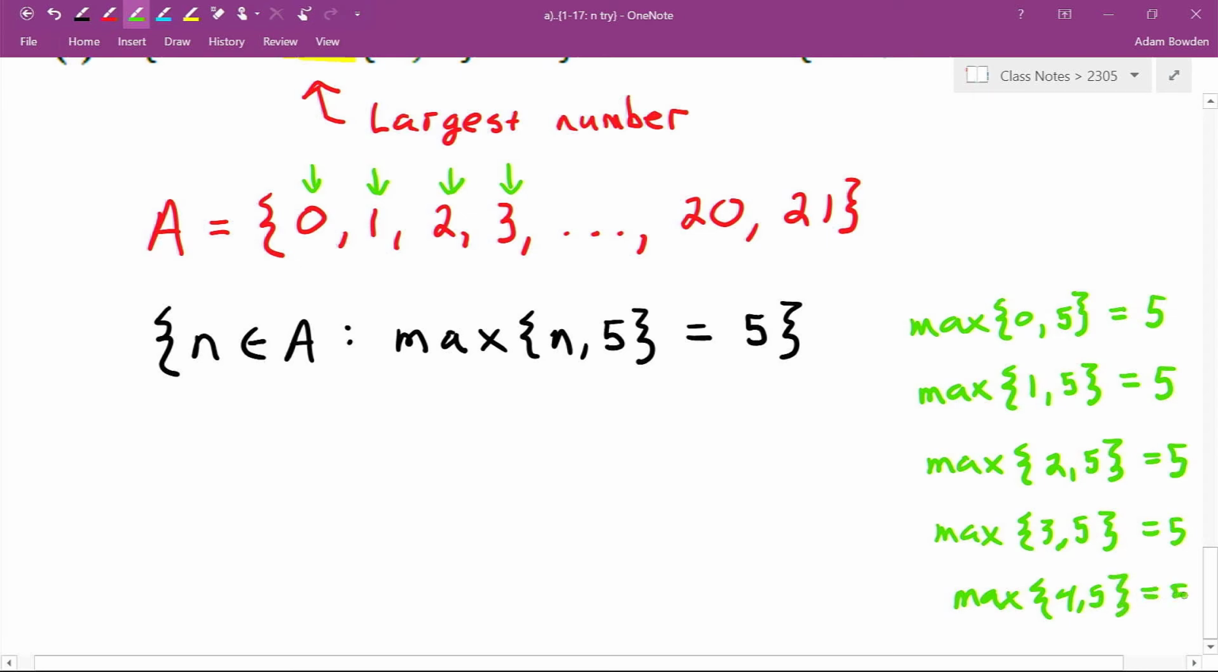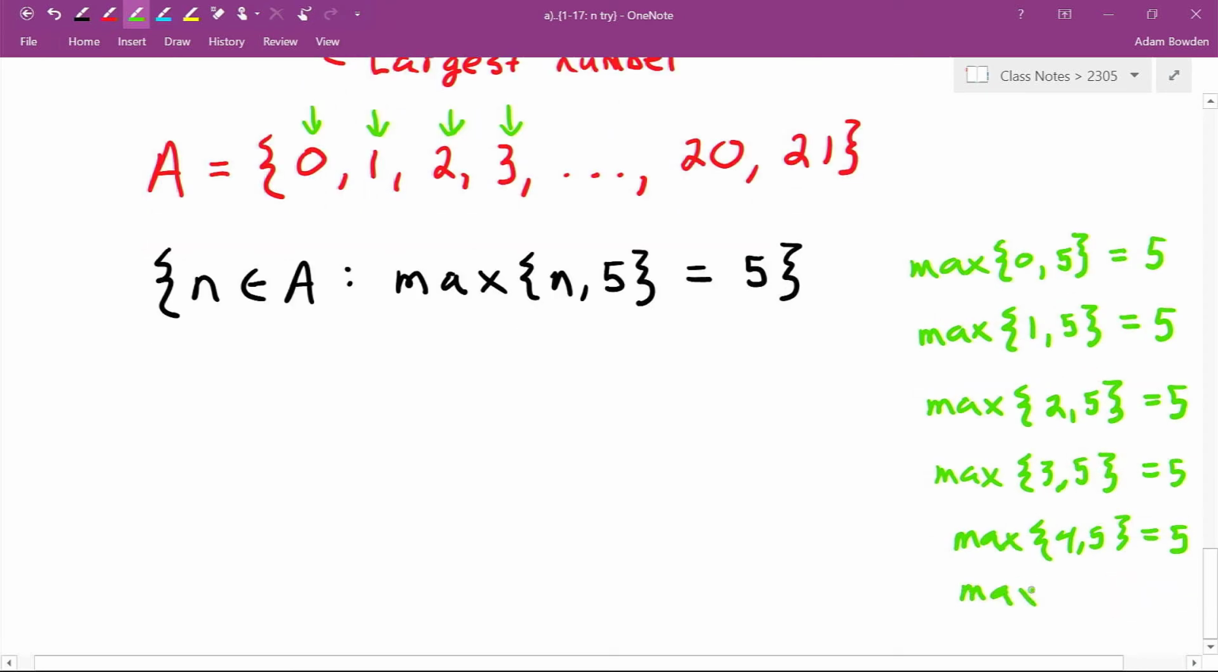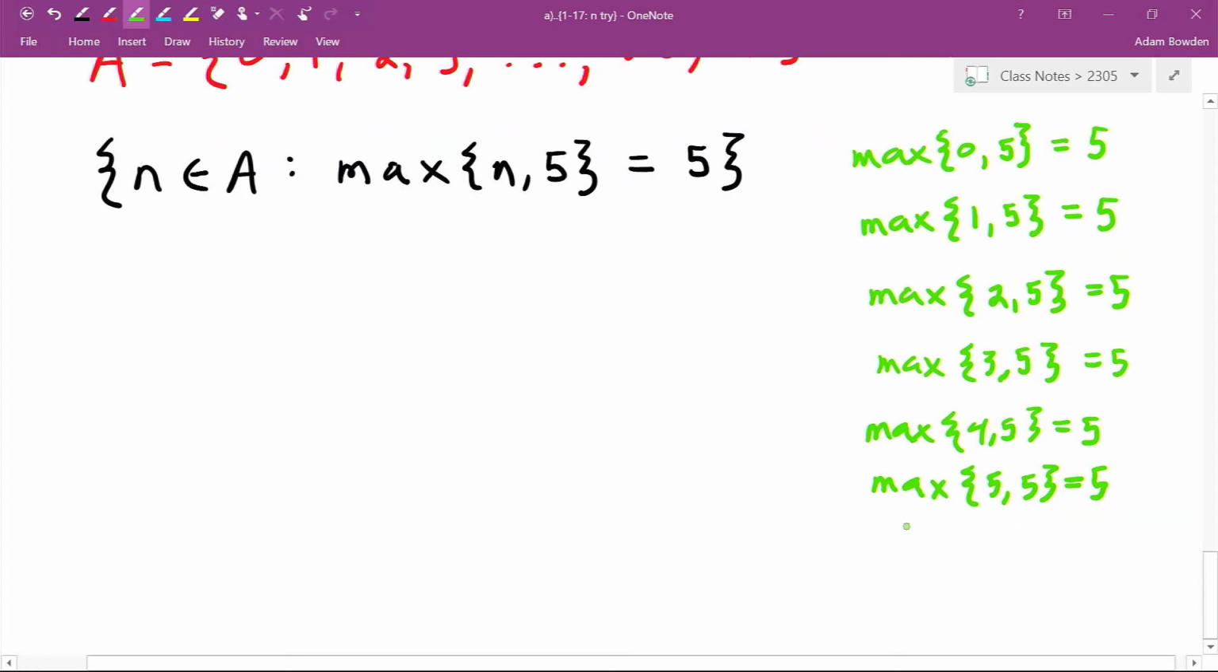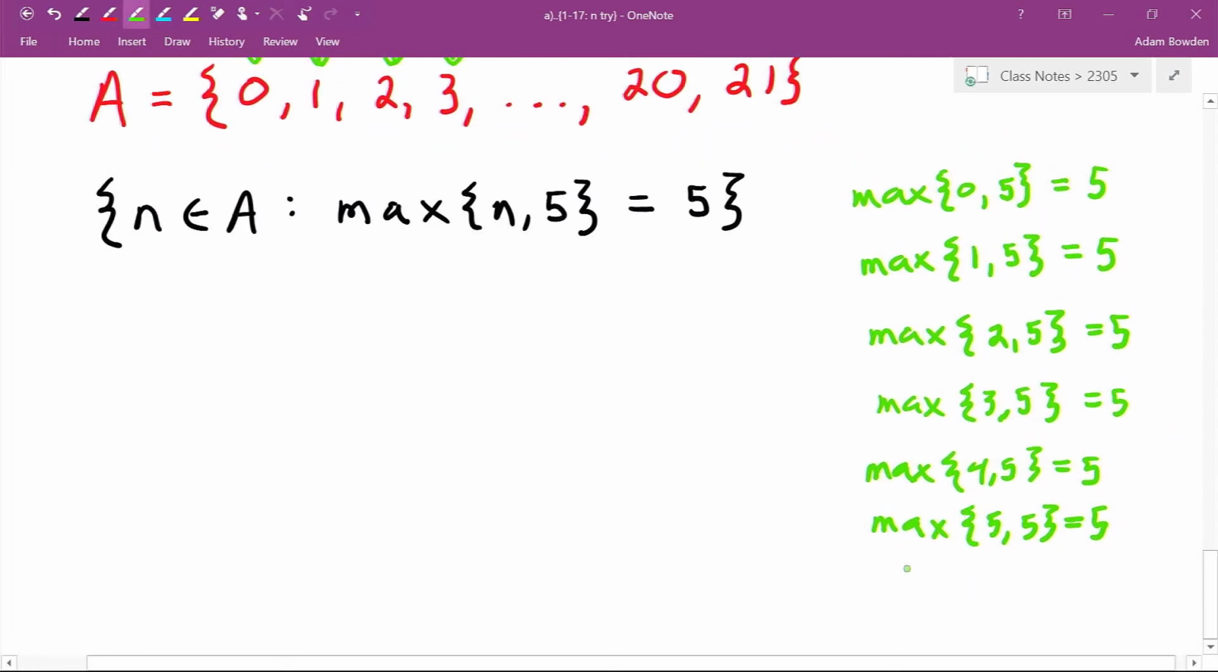That's still equal to 5. And then the maximum of the set, the 5, 5, the next number up would be 5. That's still equal to 5. However, if we go up to the next number in set A, it goes from 5 to 6. So it'd be looking at the maximum of 6, 5, and that's equal to 6.